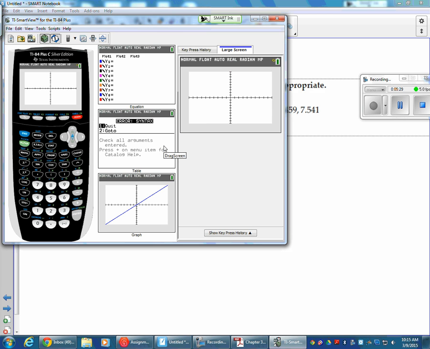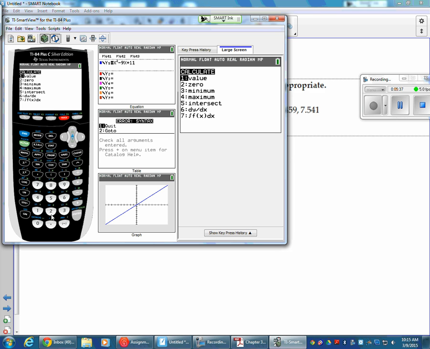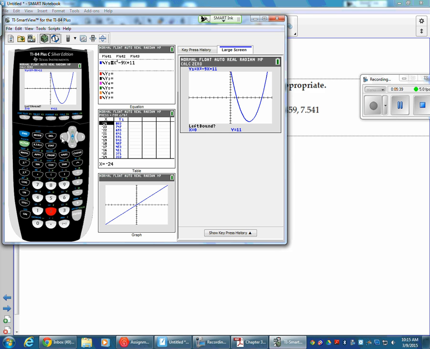And I've got to find the zeros. So it's crossing here and here. To find the zeros, you go second, trace, 2. And then I've got to find the left bound. That's too far. That's a good left bound.